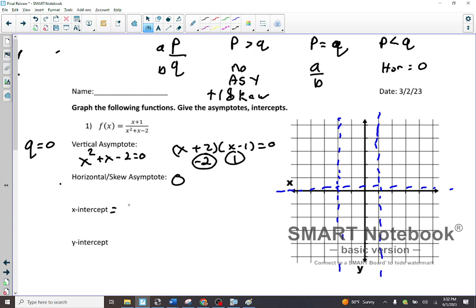X-intercepts, so where it hits the x-axis, you make the top equal 0. So P equals 0. In this case, it happens at negative 1.